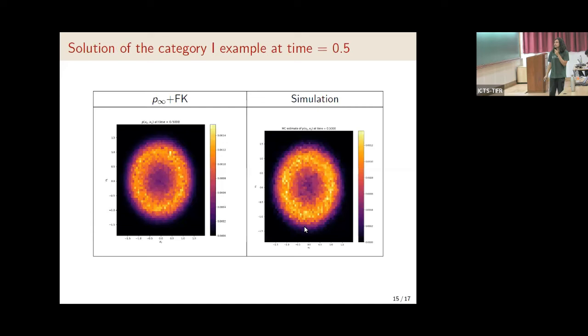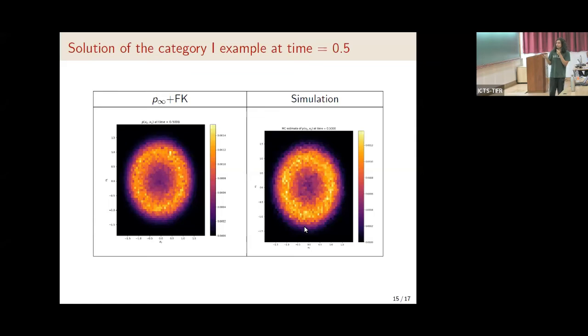Yeah, so this is an example of a solution computed with the P infinity plus FK method, and this is a simulation solution for the category 1 example at time 0.5. What do I mean by the P infinity plus FK method? Very briefly, modulo a lot of tiny details, you compute P infinity, which you can do with PINNs. Then after computing P infinity, you solve for H, and then you recombine H and P infinity to get the actual probability.